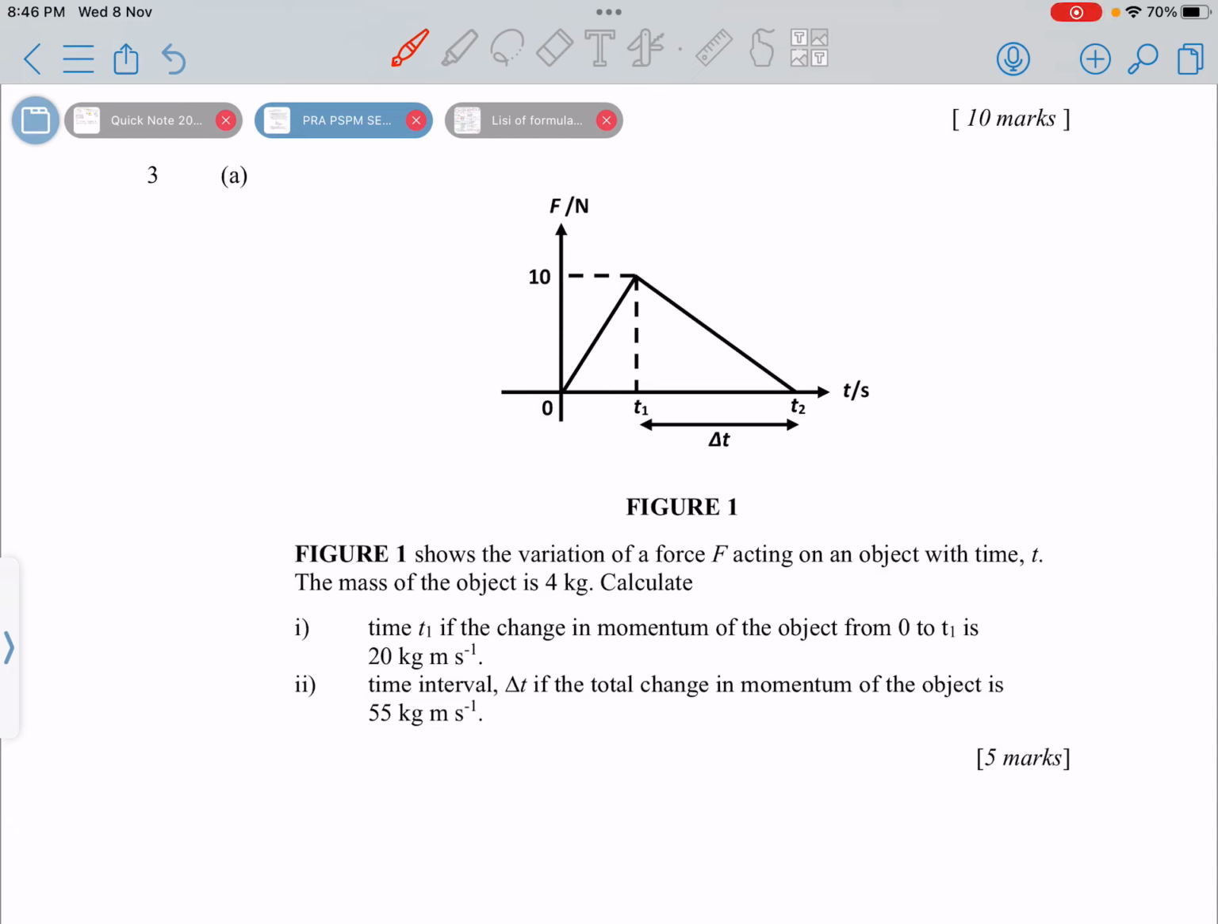Okay, let's try to do this question. So, kita ada graph of FT graph. Okay. So, figure shows the variation of FT graph. So, the mass in the object is 4 kg.